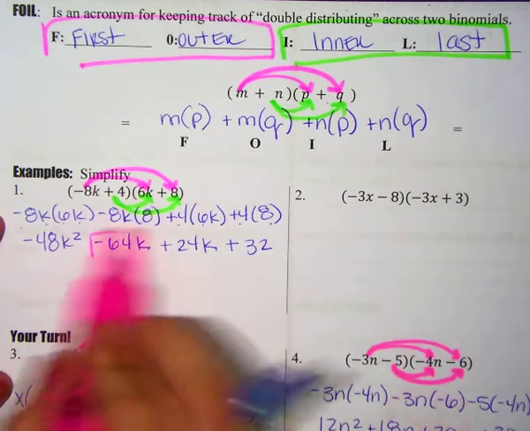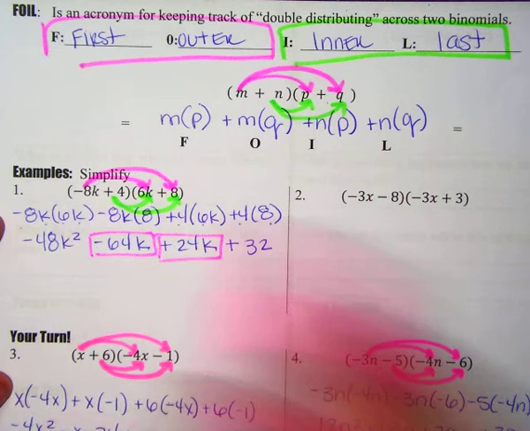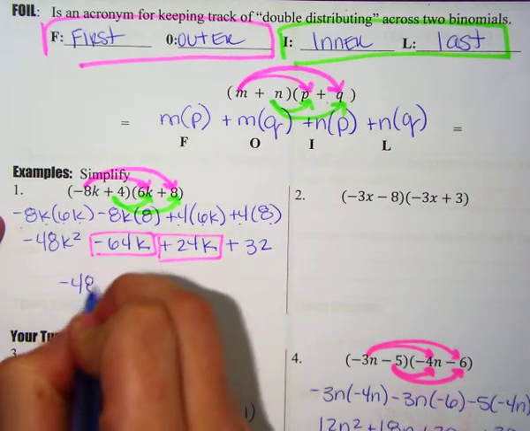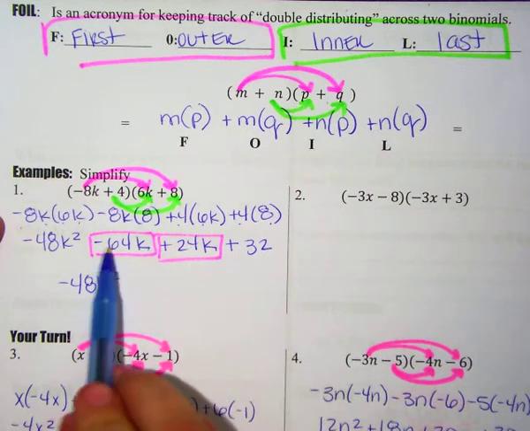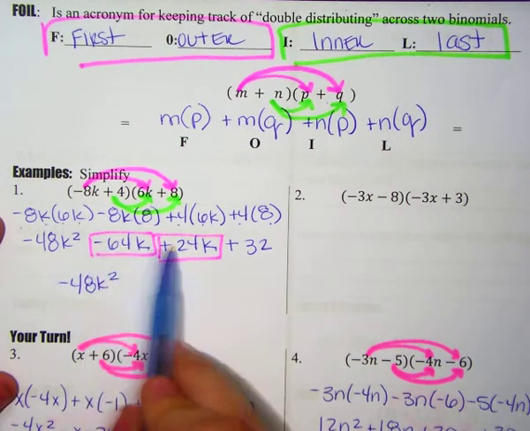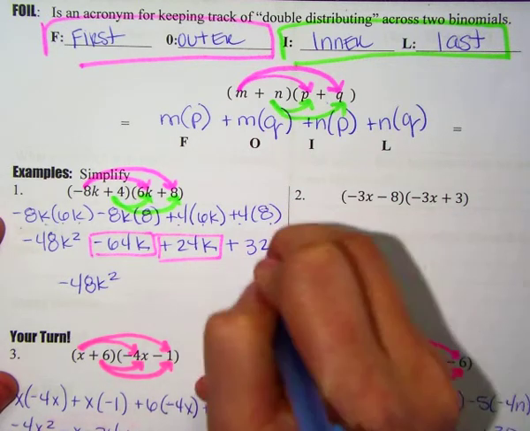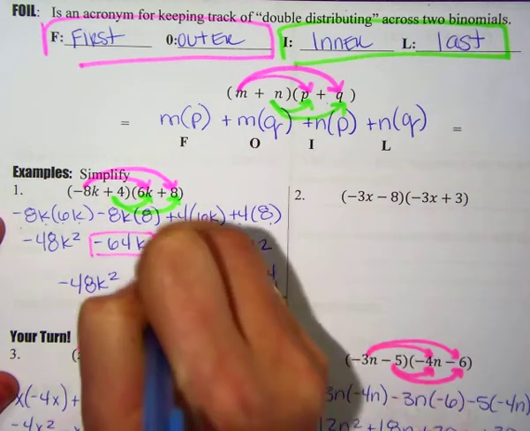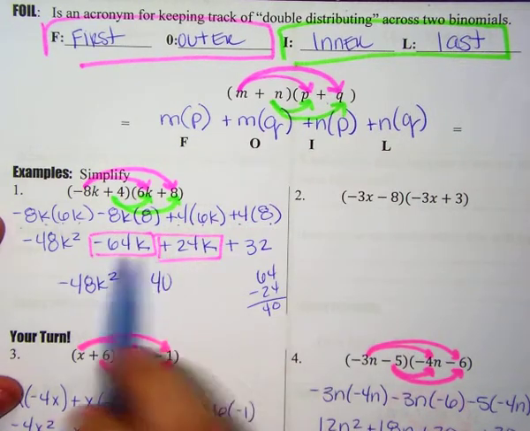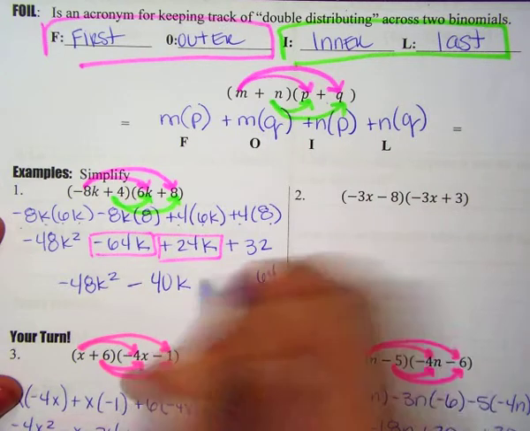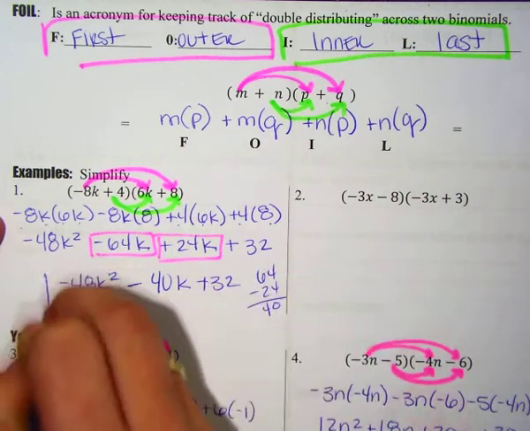Now I need to combine like terms. These both have a k, so I'm going to combine them. So it'll be negative 48k squared, negative 64 plus 24. Remember, when the signs are different, you're going to subtract the two numbers and keep the sign with the larger number. They both have a k, plus 32.